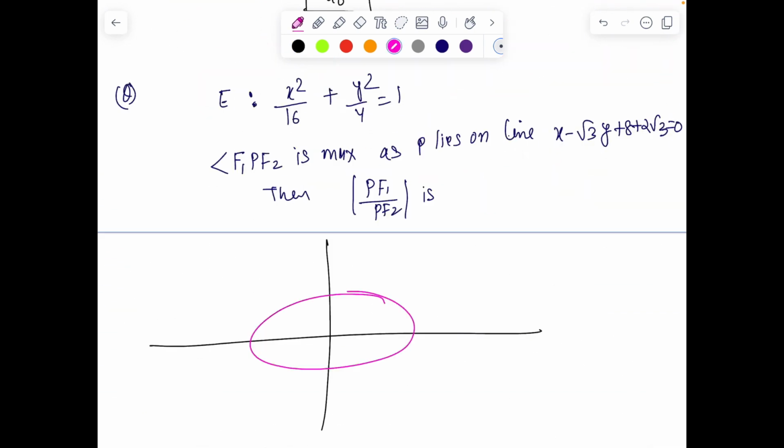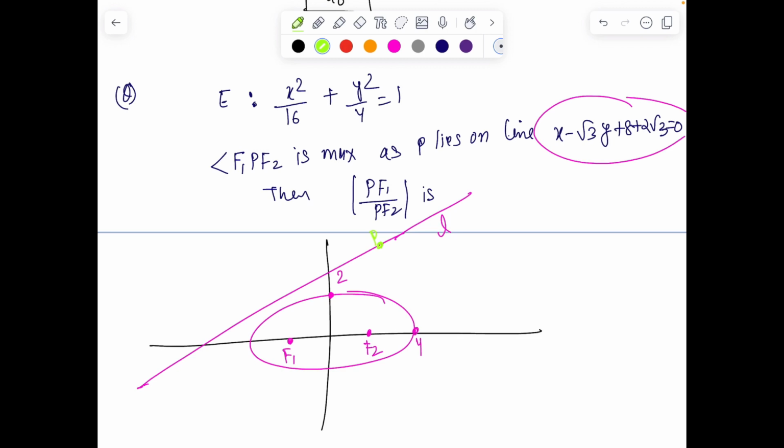Before I give you a hint, we have an ellipse with 16 and 4 as parameters, so it's 4 and 2. Of course you will calculate the foci. Left focus, let's say F1, right focus is F2, and you have a line. This line has positive slope, so let's call this line L. Now the question is, we have a variable point P on this line such that the angle F1 P F2, let's call this theta, is maximum, right?